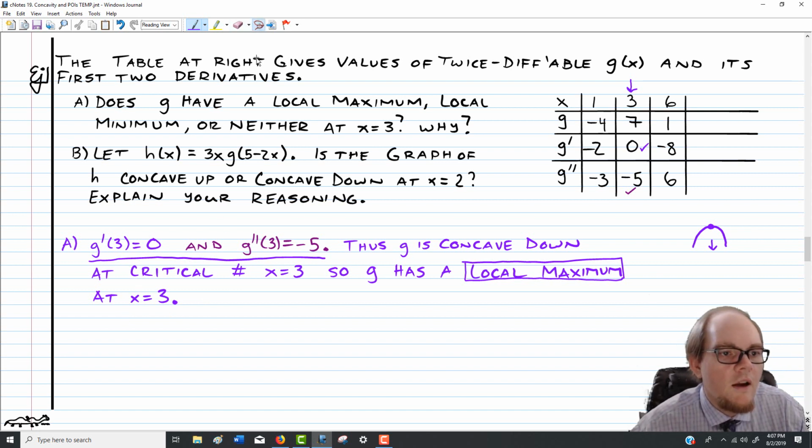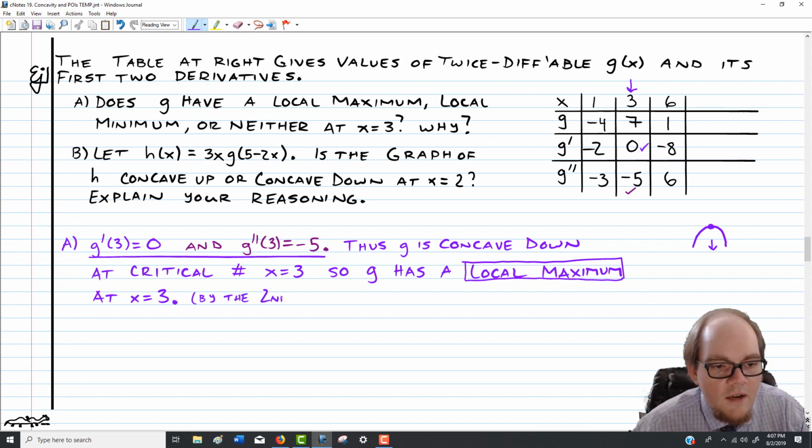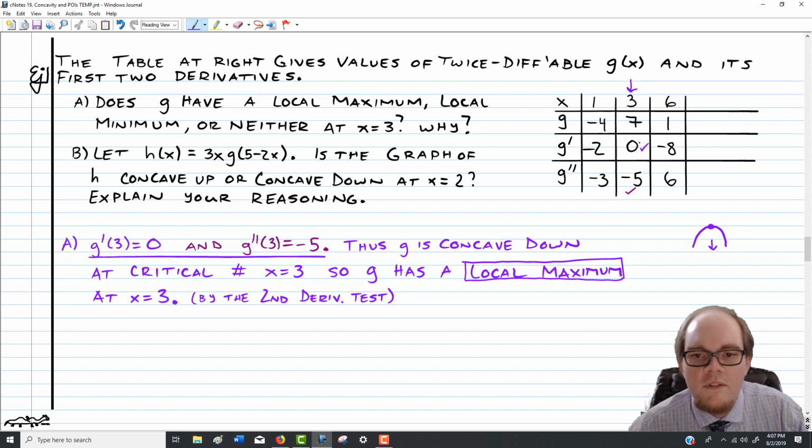Some people, though, feel uncomfortable just stating those things and then declaring it. If you do, you could always finish this off by saying, by the second derivative test. There's absolutely nothing wrong with that, just to clarify it a little bit more. But truthfully, the underlined portion is what you had to say in order to justify your answer to part A. So again, this is our second derivative test. Here's some info about a function. Make sure you've got a critical number. Check what the second derivative is there, and then conclude whether you have a max or a min.